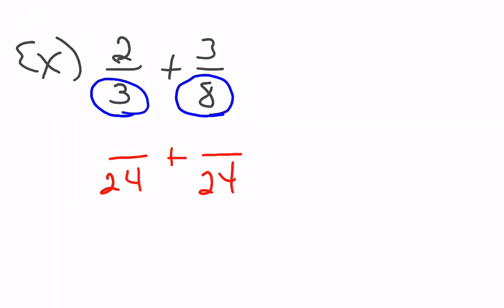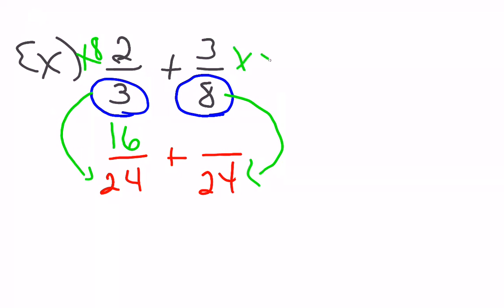So we need to figure out, first and foremost, how do we get from 3 to 24? And we say 3 times what gives me 24? It's times 8. So in order to do that, we have to multiply the top by 8. So we have 2 times 8, which is 16. Do the same thing on the other side. How do we get from 8 to 24? So 8 times 3 is going to be our magic number. Have to do that to the top. So 3 times 3 is 9.